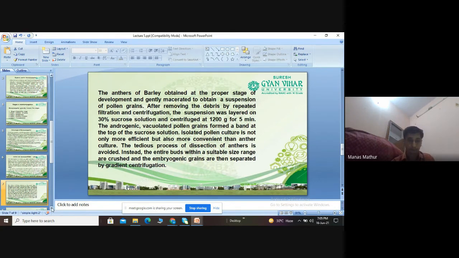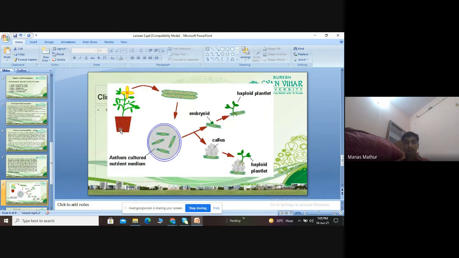See, this diagram is there. That is the flower. From the flowers, we have taken the anthers. These anthers are cultured in the nutrient medium, that is MS medium. They will form callus, and from callus they make a plantlet. The plantlet is haploid. Similarly, without callus, they will form an embryoid, and from this embryoid there is a formation of the complete plantlet. It is a diagrammatic representation of anther culture.